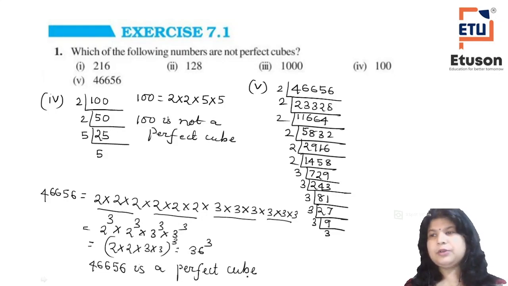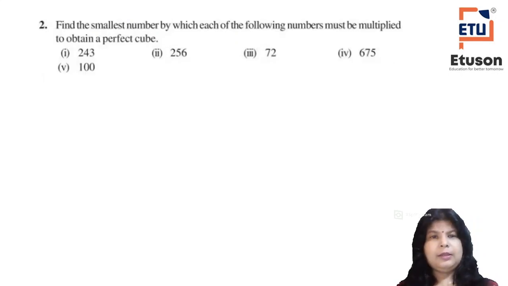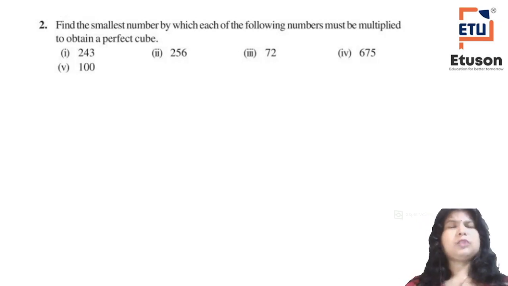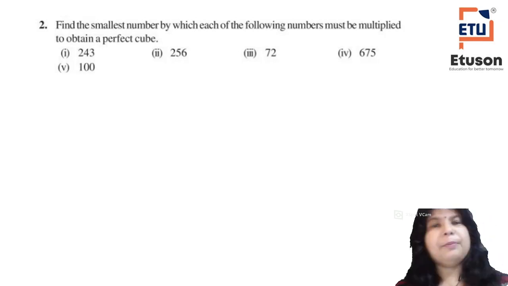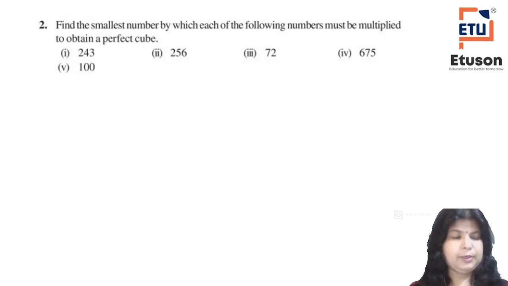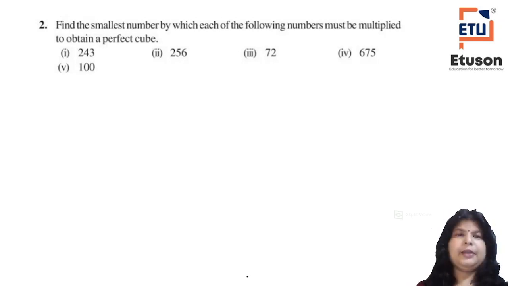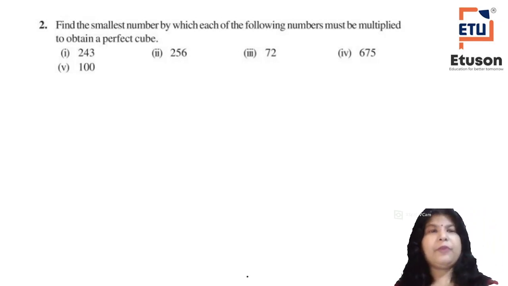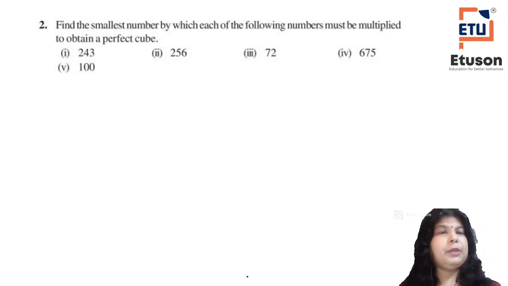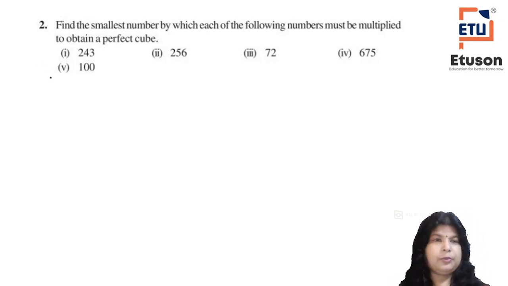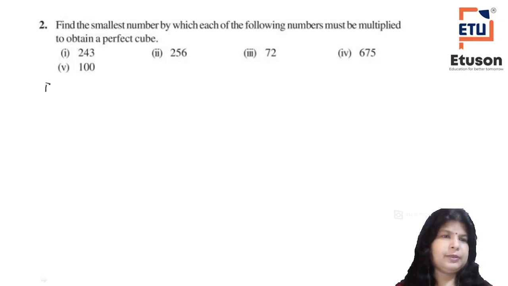Hope you have understood. Now let us go to the next question. Find the smallest number by which each of the following numbers must be multiplied to obtain a perfect cube. Okay, so you have to find out the number to be multiplied to obtain a perfect cube. So in order to find out that number, first you have to find out the prime factors of 243, right?